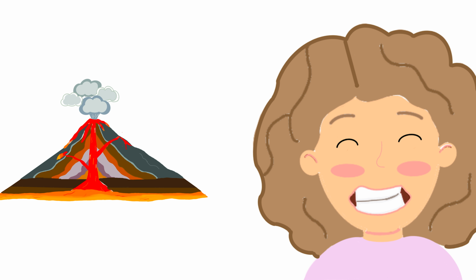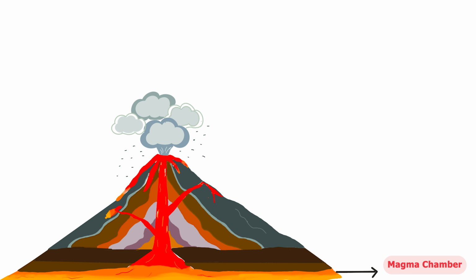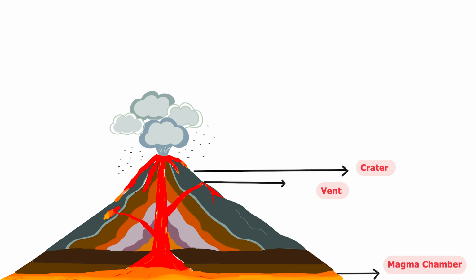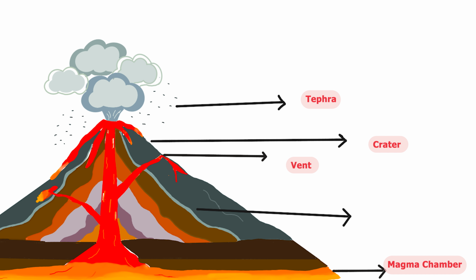Let's break down the parts of a volcano. Magma chamber, a pocket of molten rock beneath the surface. Vent, a fissure through which magma travels to the surface. Crater, a bowl-shaped opening at the top where magma exits and becomes lava. Tephra, ash and rock fragments ejected during eruptions. Strata, layers of tephra and solidified lava building up to form the cone shape.